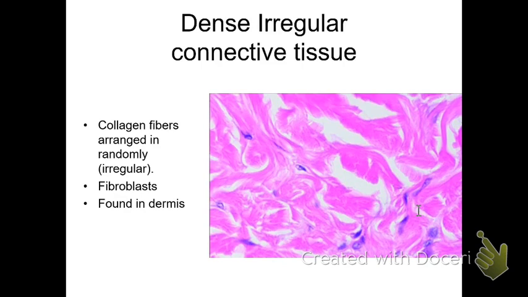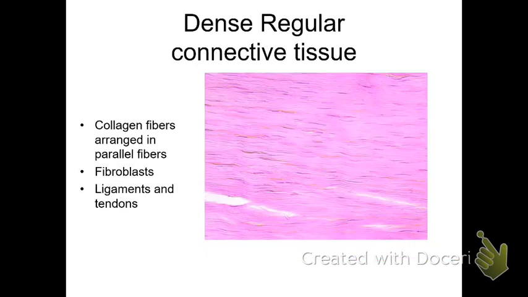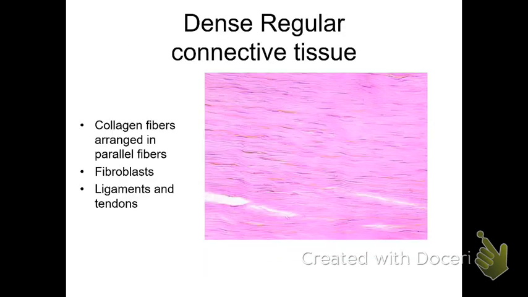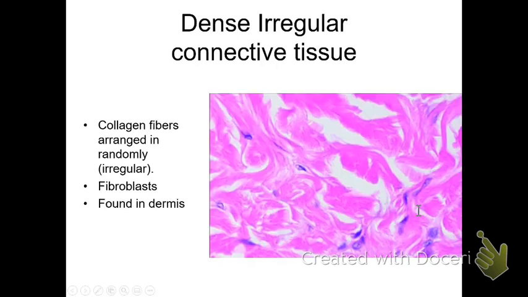Our last connective tissue, dense irregular connective tissue. So here, let's talk about the comparison of these. This is loose connective tissue, right? The fibers are loosely arranged. They're all over the place. Whereas in dense regular connective tissue, the fibers are densely packed in a regular arrangement, right? We see those collagen fibers.